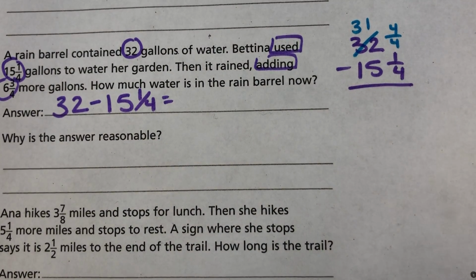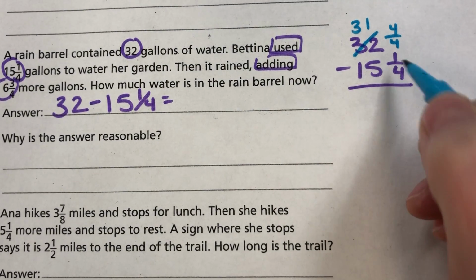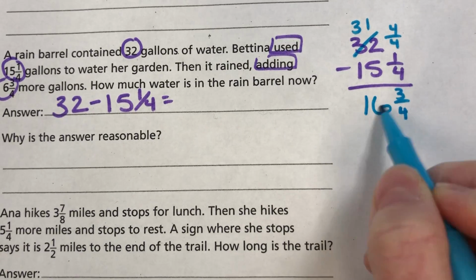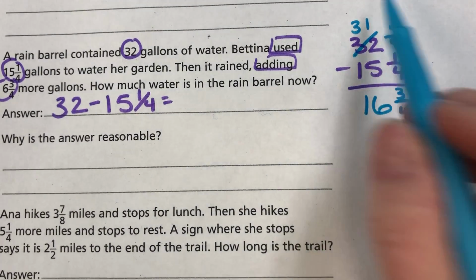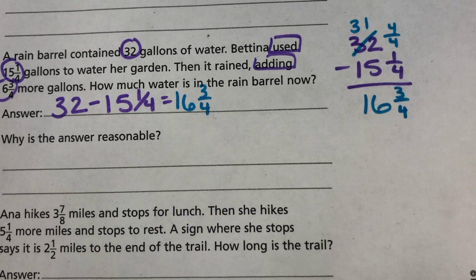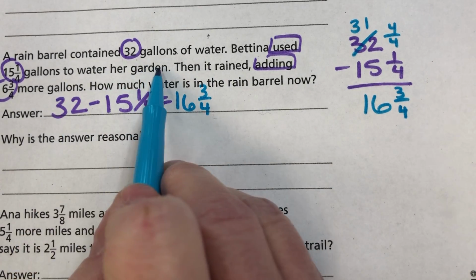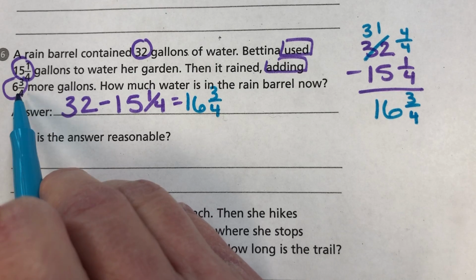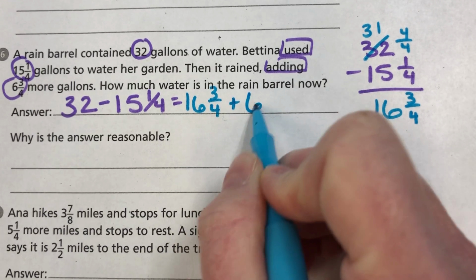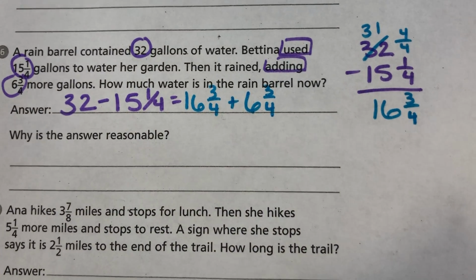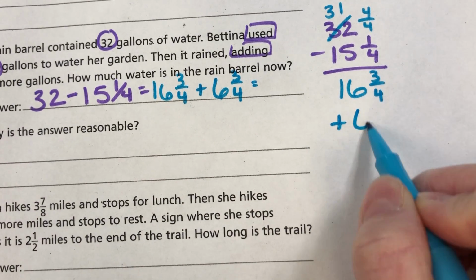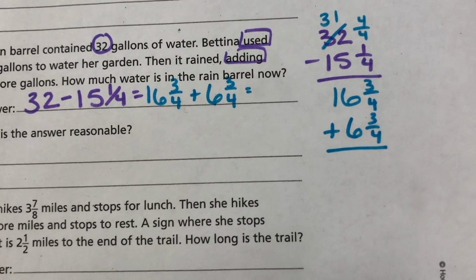And again, you can pause me, solve this through, and then press play after. 4/4 minus 1/4 is 3/4, and 31 minus 15 is 16. I knew that one because 16 plus 15 is 31. So right now we're at 16 3/4, but that's not how much rainwater is in the barrel now, because it says after she used that, then it rained, adding 6 3/4 more gallons. So we need to add 6 3/4 to our previous answer. So we had 16 3/4, now we're going to add 6 3/4 to that.